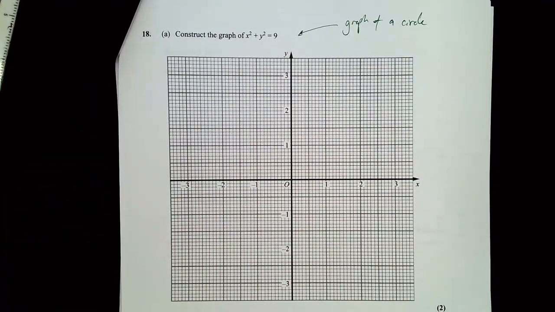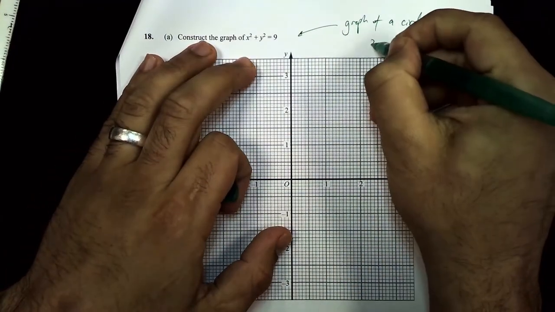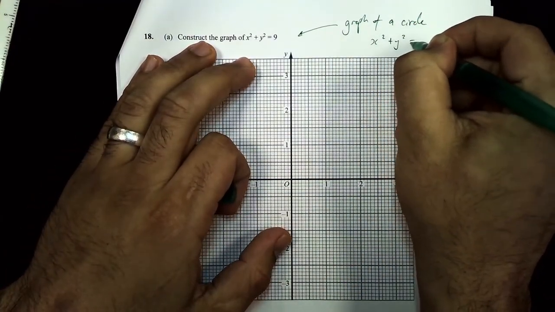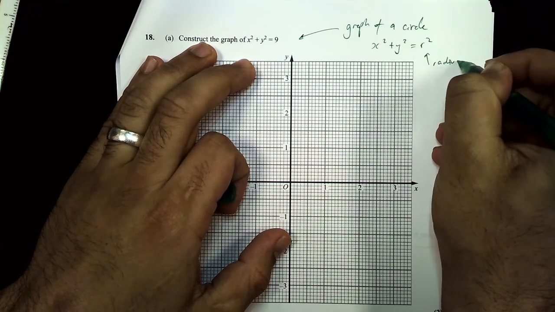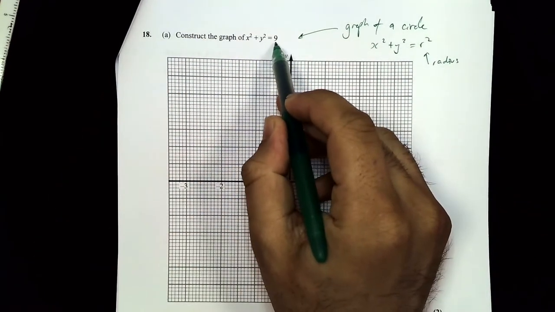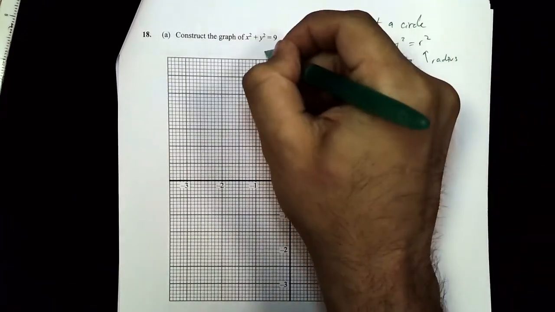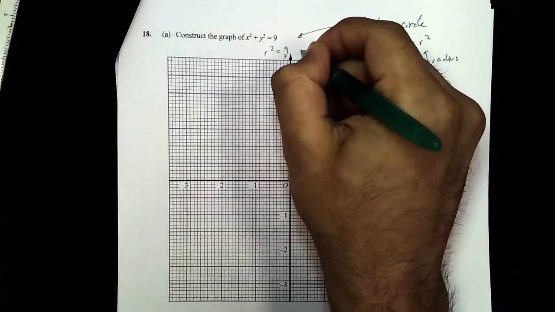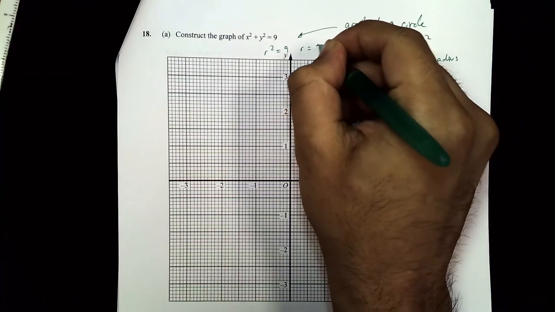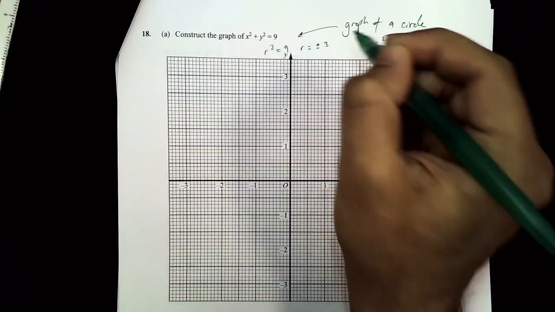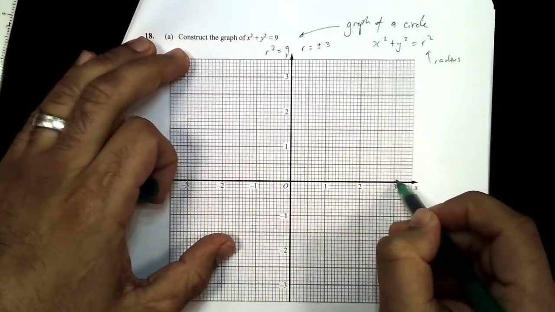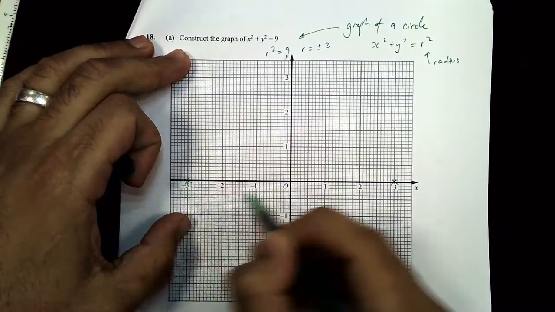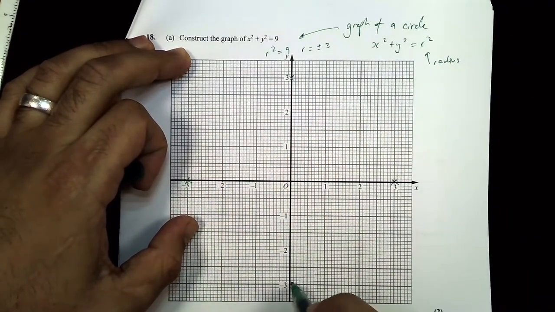Now, what you've got to remember is, if I write x squared plus y squared equals r squared, r is the radius of the circle. So in other words, r squared makes 9. So r squared is 9, which means that r has to be plus or minus 3. So effectively, I'm going to draw a circle which has a radius of 3. Positive 3, negative 3, positive 3, negative 3.